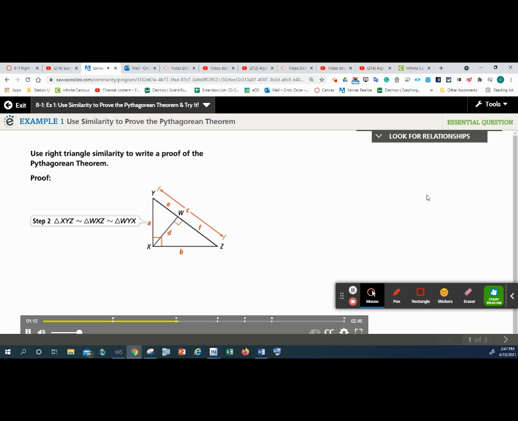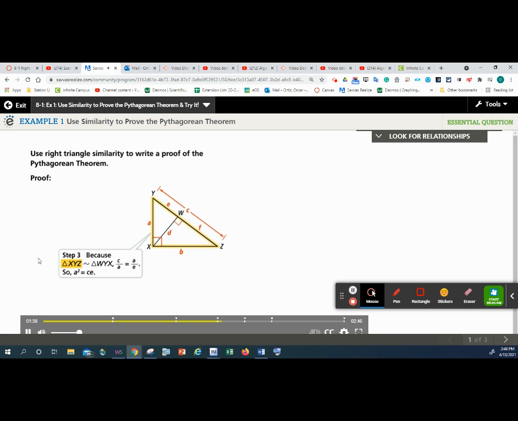Adding an altitude to the original right triangle XYZ has created two right triangles within triangle XYZ. All three of these triangles are similar to each other. Thus, triangle XYZ is similar to triangle WXZ, which is similar to triangle WYX. So now, by writing the corresponding proportions from those similarity statements, it'll be easier to reach the conclusion that we want.